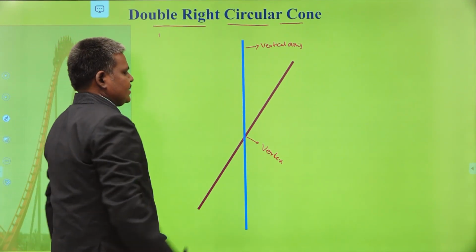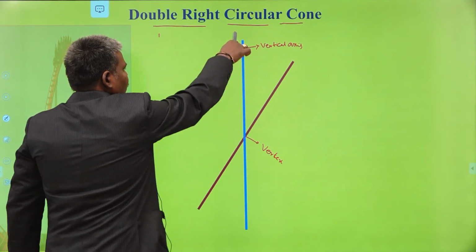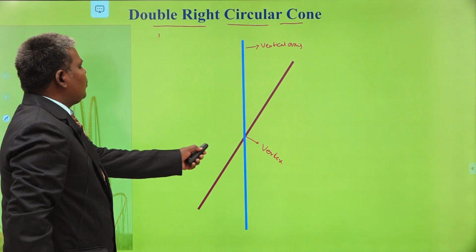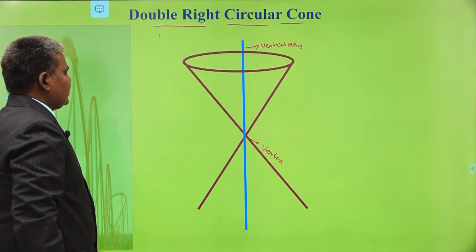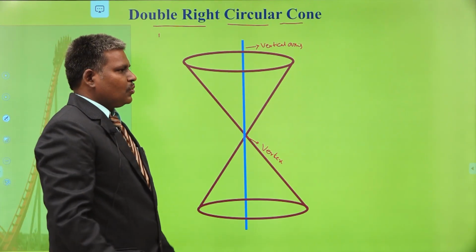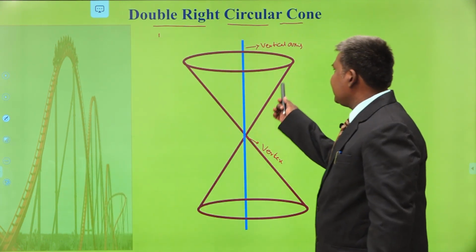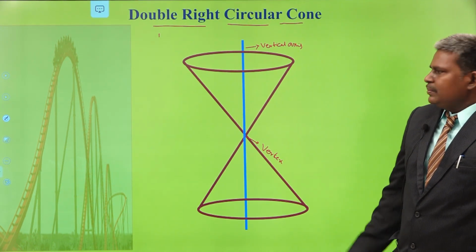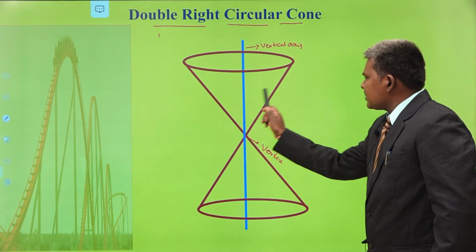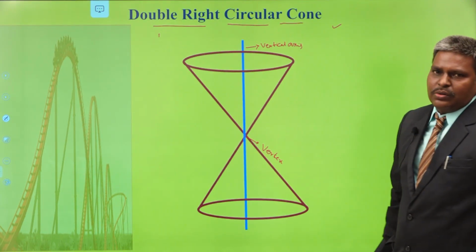Fix this vertical axis and now rotate this line about this point with respect to this vertical axis. Now we get surroundings like that. We obtain the double right circular cone as shown in this figure. Like that, we form a right circular cone. Why are we taking a right circular cone? To form conic sections. To form what? Conic sections. This is my double right circular cone obtained from this vertical axis and this line. If you revolve this line with respect to the axis about this vertex, we obtain the double right circular cone.